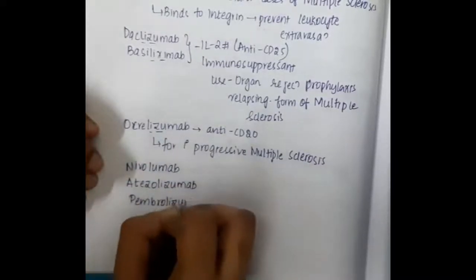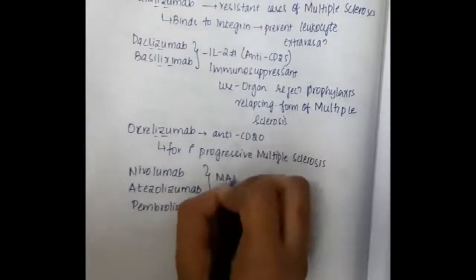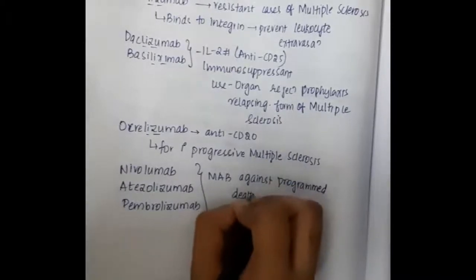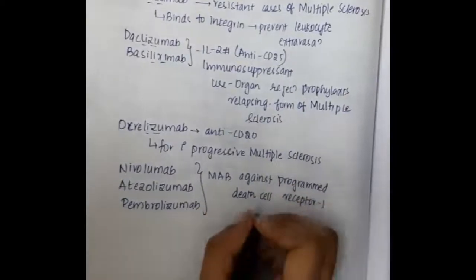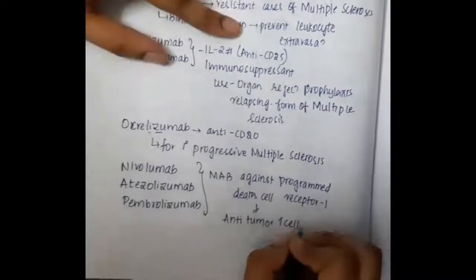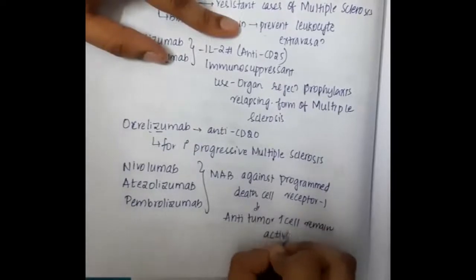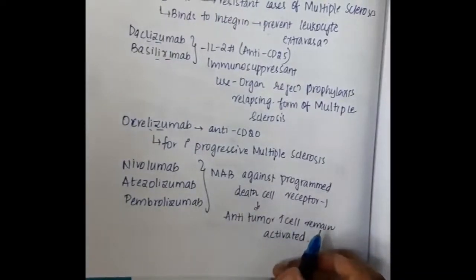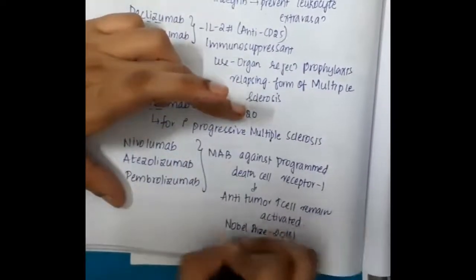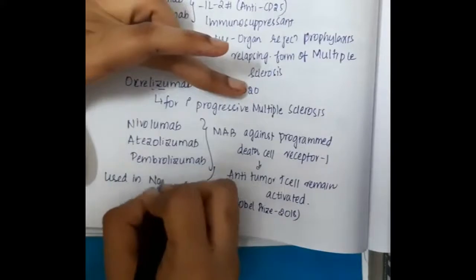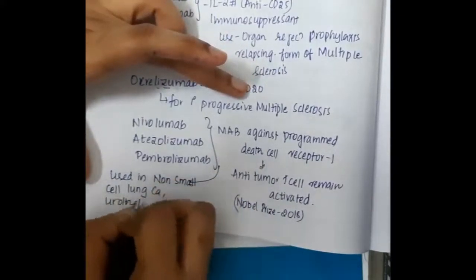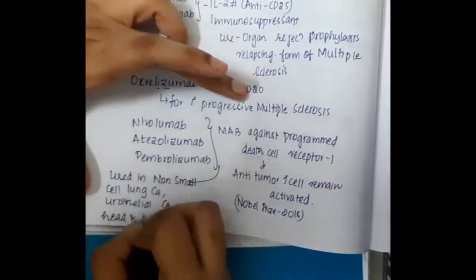Then we have nivolumab, atezolizumab, pembrolizumab. All these are monoclonal antibodies against programmed death receptor 1, and this is actually an anti-tumor T cell. Thus the anti-tumor T cell remains activated in the presence of these monoclonal antibodies. For this, the Nobel Prize was given in 2018. So this is used in non-small cell lung cancer, urothelial carcinoma, head and neck cancer.